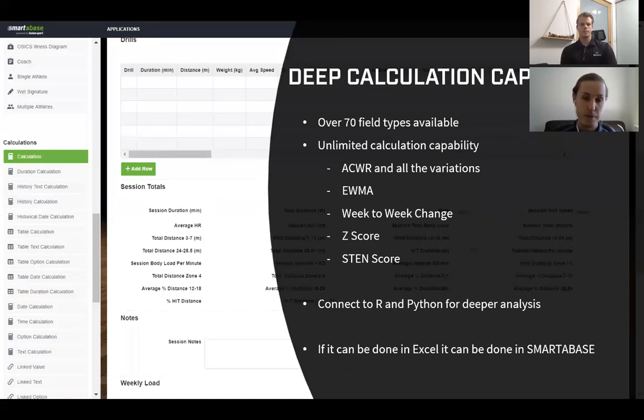Finally, there is the possibility to connect into R and Python and have these deeper analytical or statistical packages, if that is something that you're looking to do with your AMS. Essentially, most of our standard calculations within the system, if it can be done in Excel, it can typically be done in Smartabase as well.